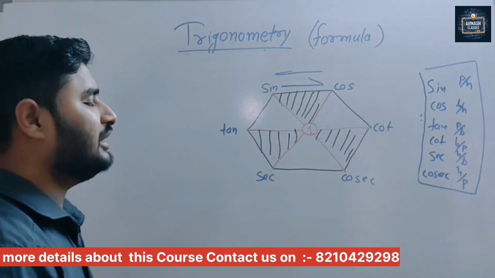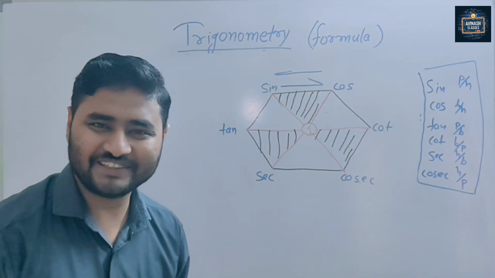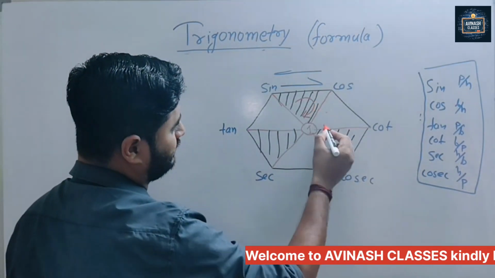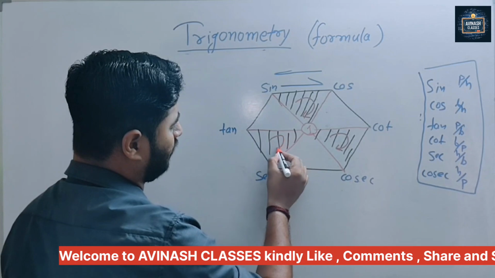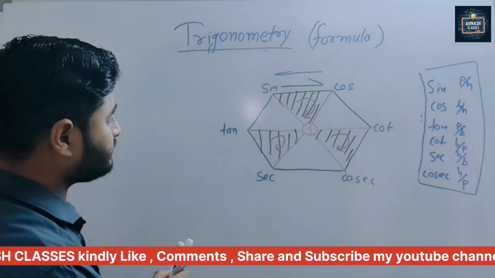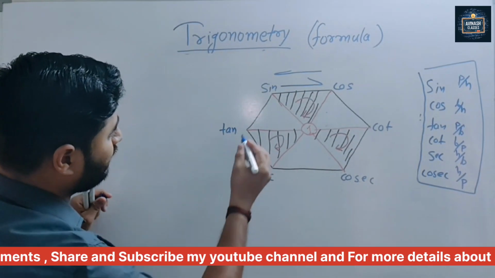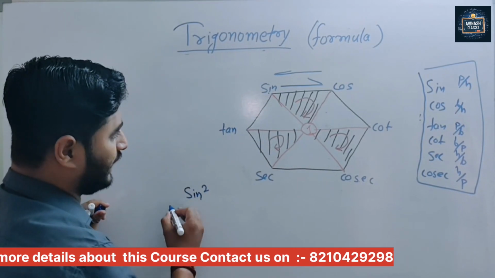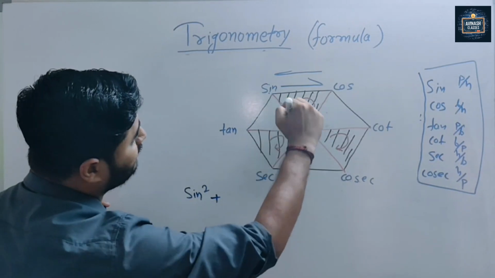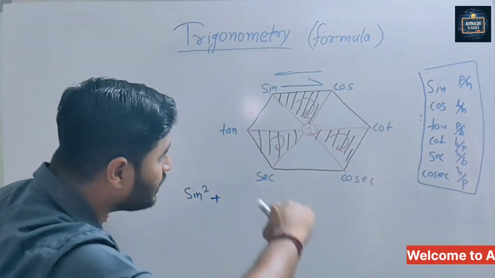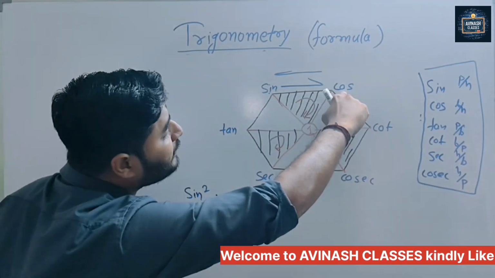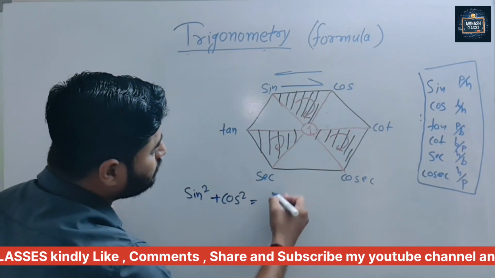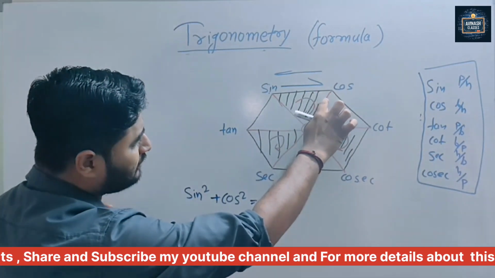Now we make a slice of pizza. Do you like to eat pizza? Yes, sir. Now we move first clockwise. Then what do we get here? Now come from here. So here first what comes? Sine comes. So in our way first comes sine square. Then we write plus. After sine, where does it go? Cos. So we write here cos square is equal to 1.